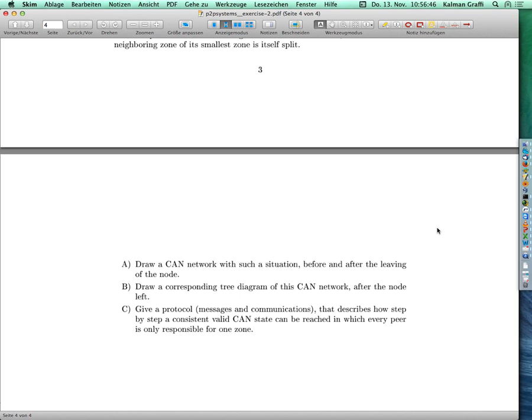So B, C, let's make it D, D, E, F, G, H, I, J, K, L, M, N, O. Okay, and now you guess which node is failing. So, how would this tree look like?